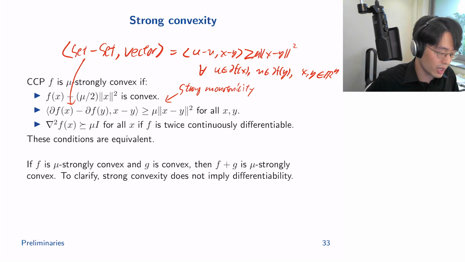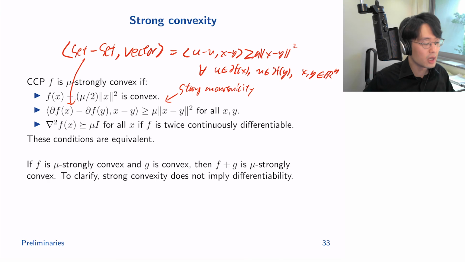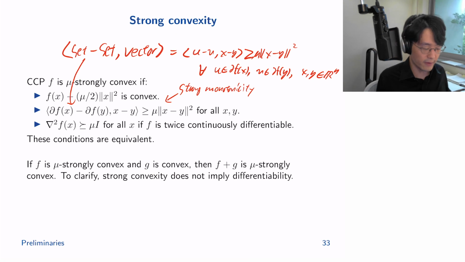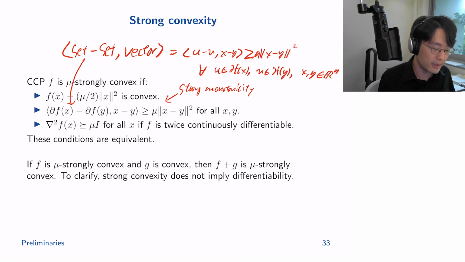Okay, and now here are some properties of strongly convex functions. If a function f is mu strongly convex and a function g is convex, then f plus g is mu strongly convex. So strong convexity is preserved under addition with convex functions. And I do want to clarify that strong convexity has nothing to do with differentiability. A strongly convex function need not be differentiable, and in fact, we will be using strong convexity on many non-differentiable convex functions.